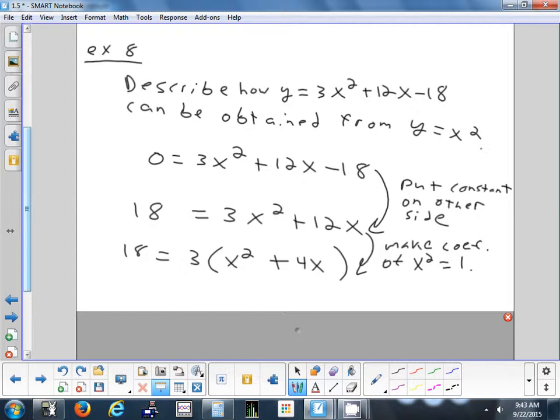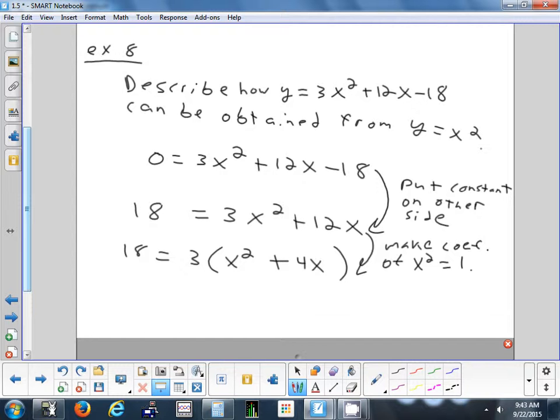Can we divide 18 by 3 too? No, don't do that. Don't do it. Nope. I can show you why if we have time after, but just do it like that.